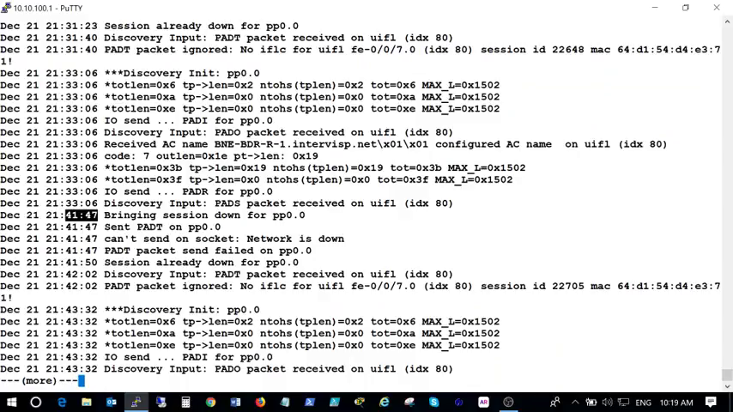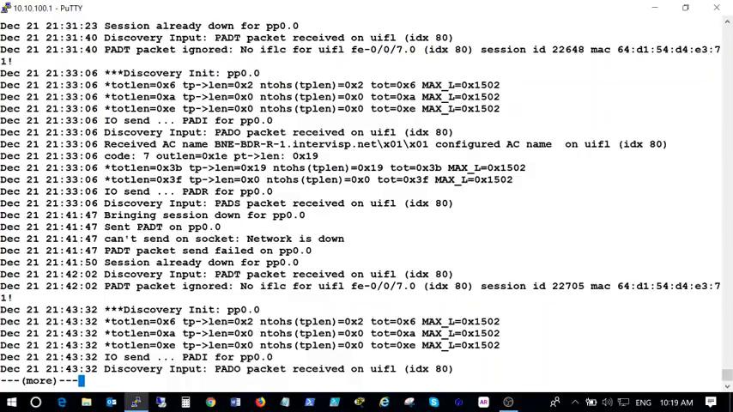We brought the session down, and we sent the PADT, which is the termination. Can't send, because the network's down. So in other words, we would normally say, I need to terminate the session and send a PADT because I need to get the session re-established, but I actually can't even send it because I don't have a connection. So we can't send the packet. That didn't send. It's already down. We actually received one from the other end. We ignored it because the session was already down.